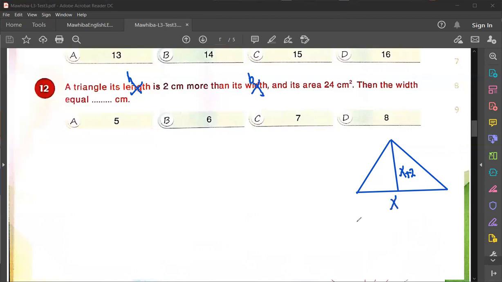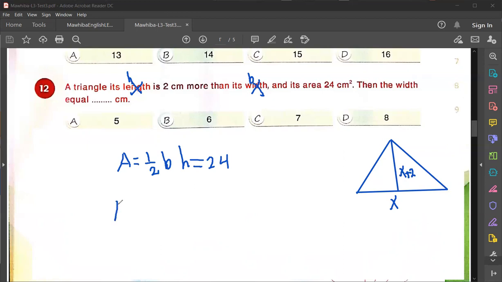Base, it is x. Okay. Now we find it here. What is the area of triangle? The area of triangle is half base times height, right? Equals 24, right?